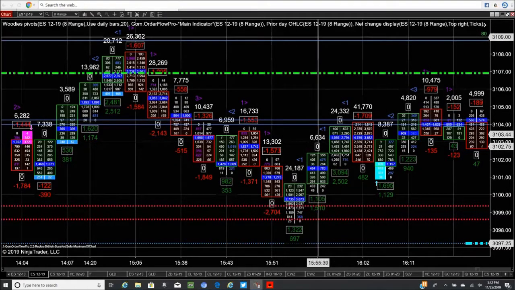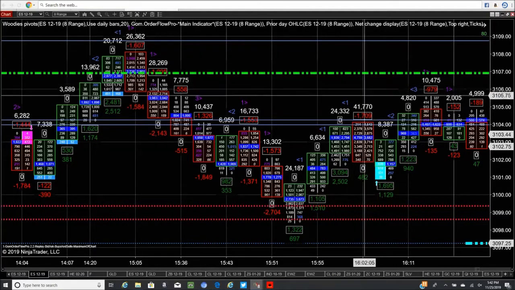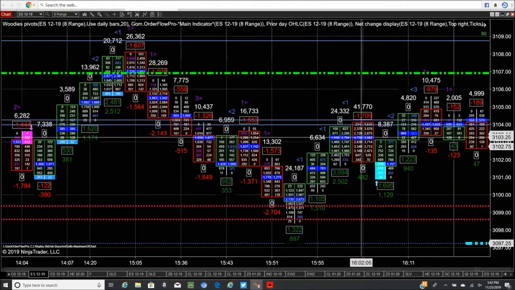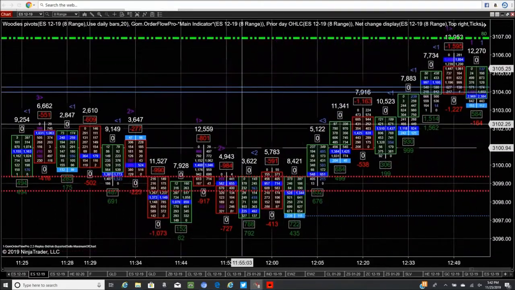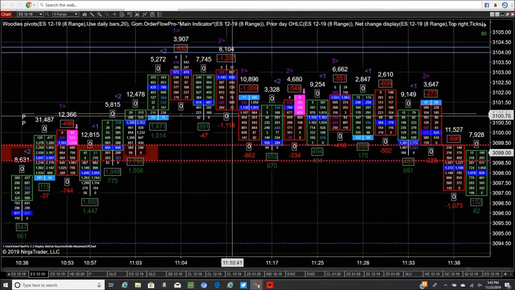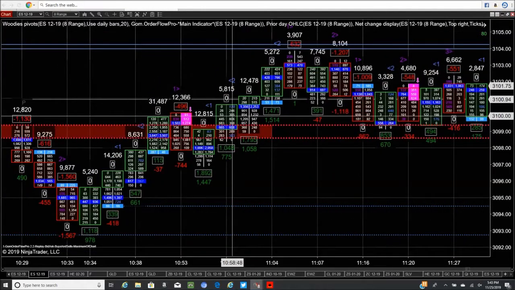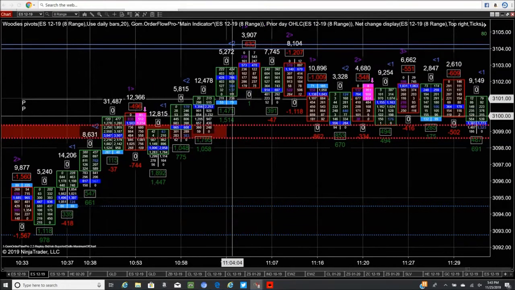I guess there's one more here, which is negative, but the point of control is inside the box. So basically that's what I wanted to show you, is to keep an eye on the volume throughout the day and pay attention to those candles when you have the most volume going off on the day.